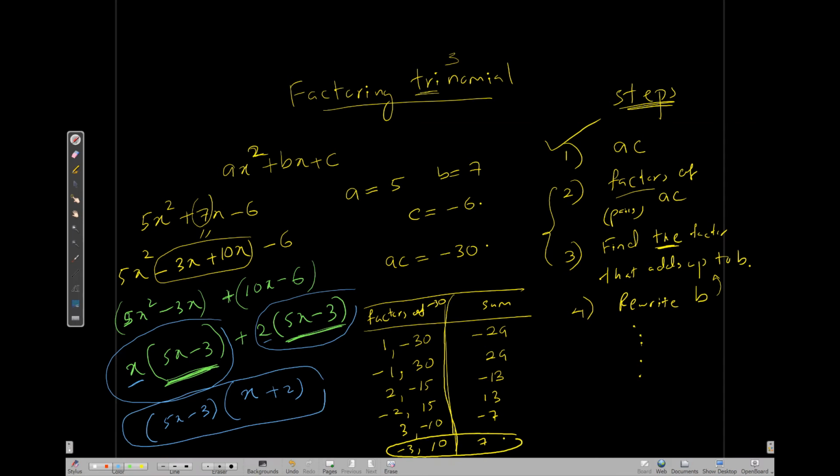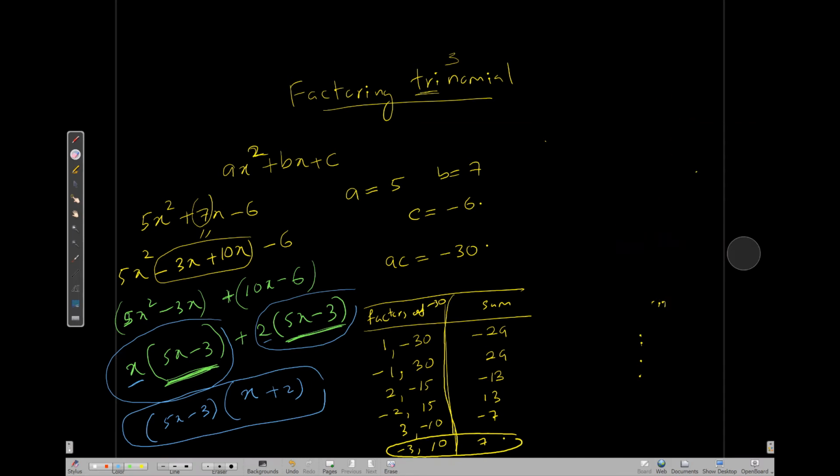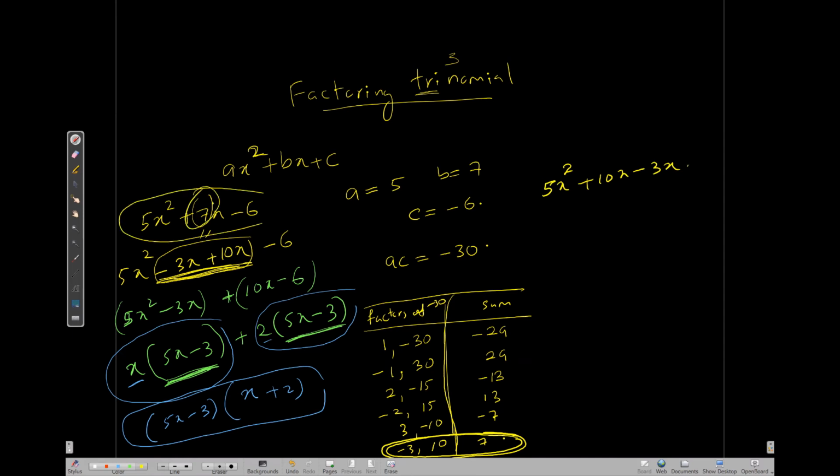Now, one may have a certain question at this point. Let me erase this and address it. First, let me explain that question. Once you find this pair, negative 3 and 10, I write down negative 3x plus 10x in this step. What if I change the order? Plus 10x minus 3x, because 10x minus 3x is 7x. That's 7x right here. So what if I change the order? Will that work? Let's see.